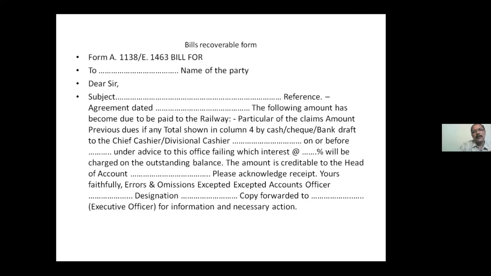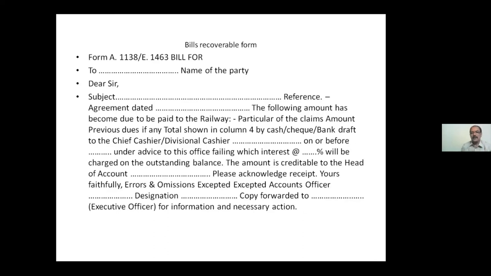And bills recoverable form. Now, this bills recoverable form is for the amount which is due from the private parties to railways, form A 1138. It is from the accounts code. This demand notice should go to the outside parties. This bills recoverable will be done from the private parties who have been given earning contracts, sleeper contracts, land licensing agreements, parking, scooter parking agreements, car parking agreements.